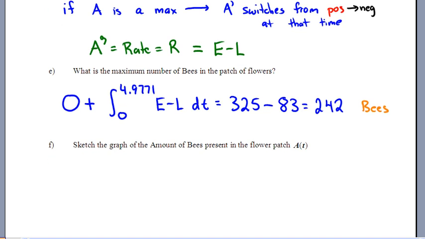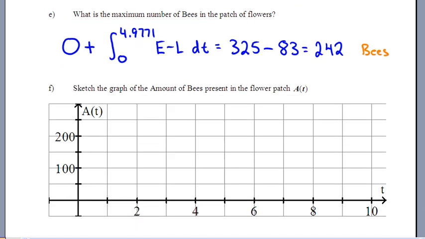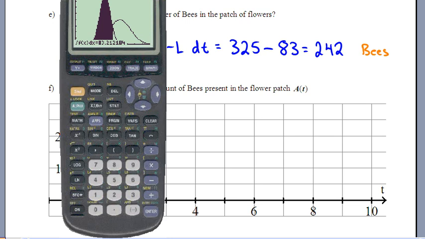Last part says, can you sketch the graph of the amount of bees in the flower patch at any time? Sure, yeah, we can do that. It really kind of taxes my calculator to do this, so I might have to give it some nice way to do this. I do have these functions in already, so maybe I will do this. I'm going to say, okay, math, can you go, it's number 9 for me, can you do an integration? It's like, yeah, okay, an integration of what? Well, I want to do like the y1 minus the y2.